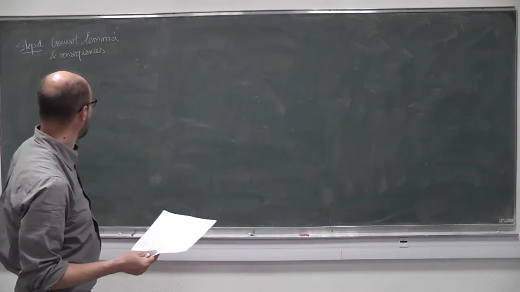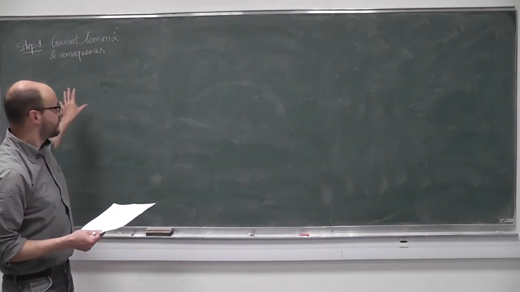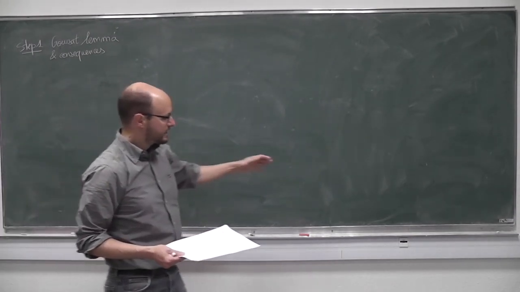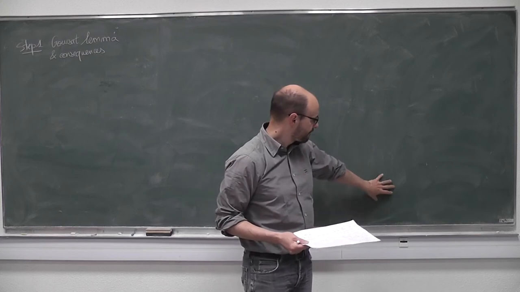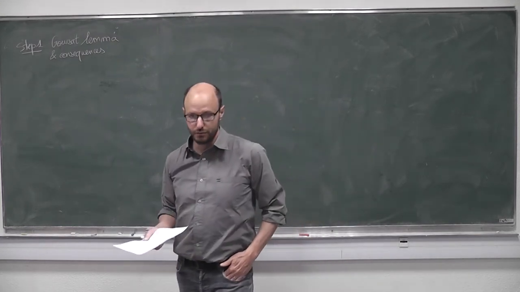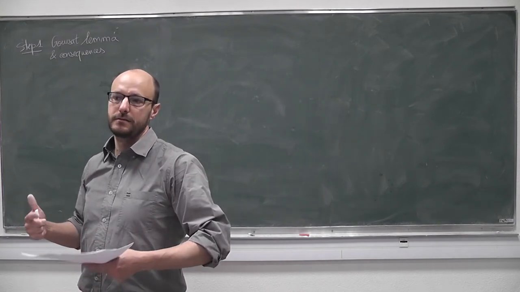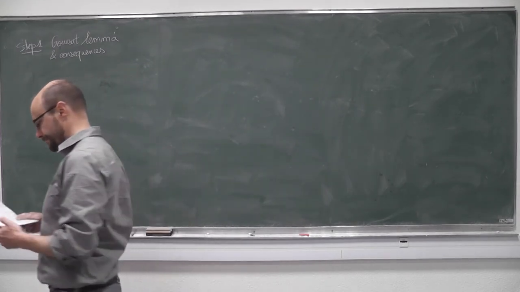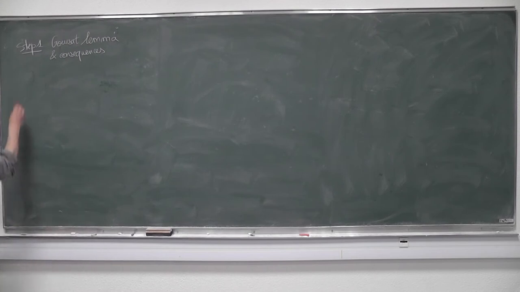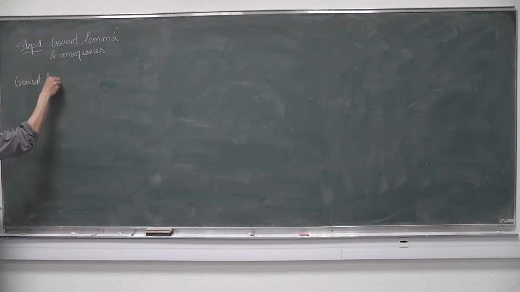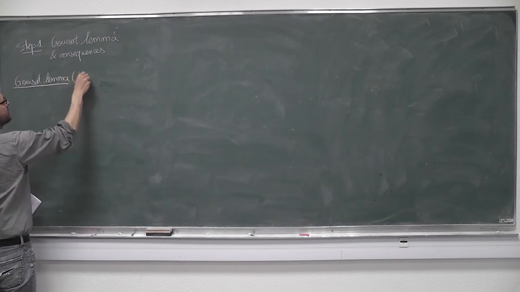So I will give all the theorem for Lie algebras, but then in the last part that I just erased here, we have to use it for groups. But you will see that the proofs are essentially the same. So what is this Goursat lemma? For Lie algebras.